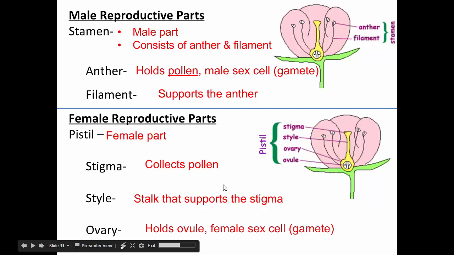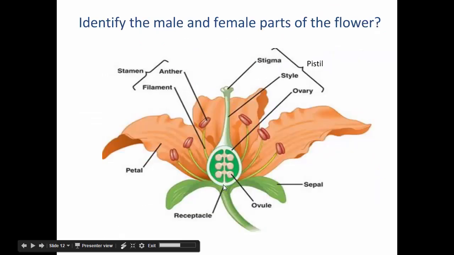So those are the parts of the flower, both male and female. If we look at another view of it, this is a lily. And different flowers have different arrangements, different numbers of petals, different numbers of stamens and so forth. It just depends on the type of flower. We'll be looking at some flowers later this week. But this is what one actually would look like.